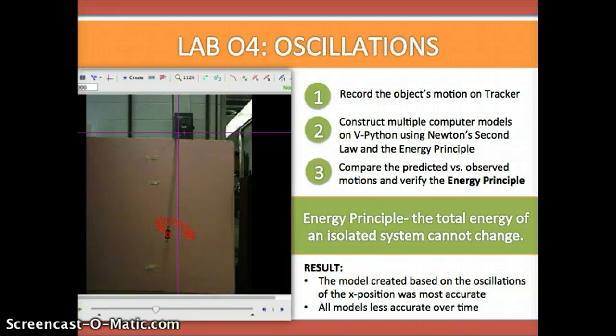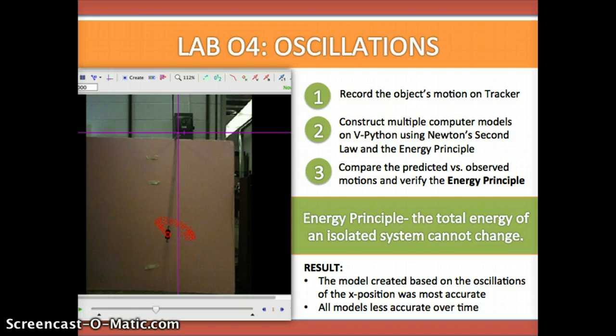In today's lab, we will examine the motion of a spring mass system in which the mass swings in an arc while oscillating on the spring. After recording the object's motion using Tracker, we will construct computational models using Newton's second law and the energy principle. These models are created based on the assumption that the total net force is solely equal to the force due to the gravity and the force due to the spring.